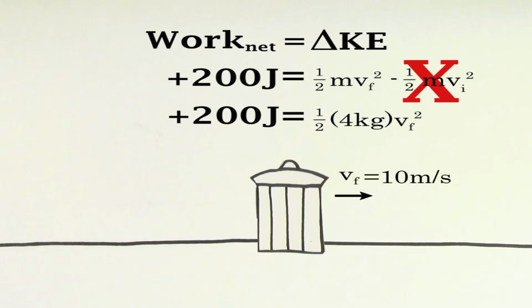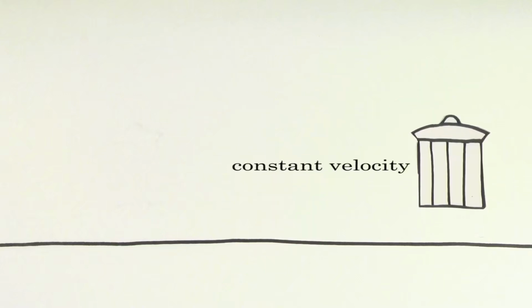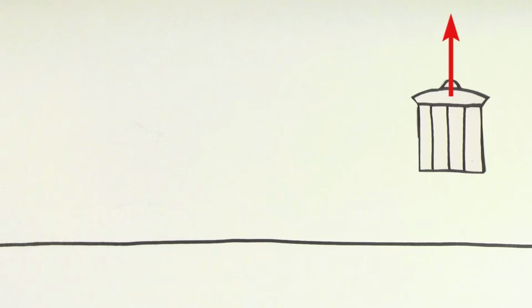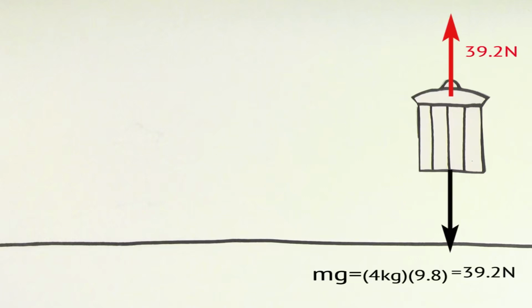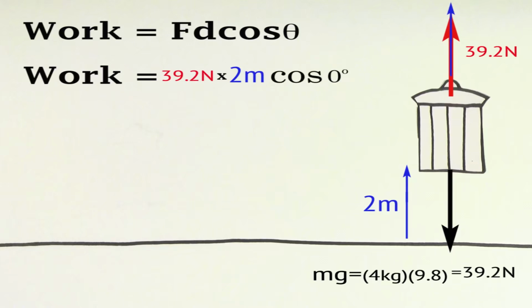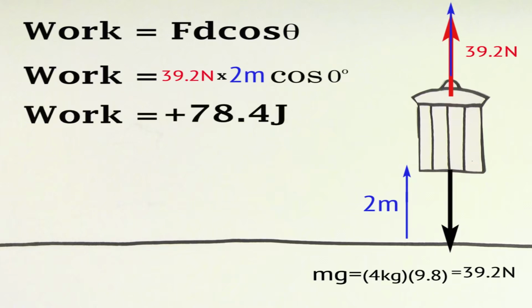This time, let's say you take the trash can and lift it upwards with a constant velocity for a distance of 2 meters. In order to lift the trash can up with a constant velocity, you need to push with a force equal to the weight of the trash can, which means you have to push upwards with a force of 39.2 newtons. So to find the work done by the force that you exert, the force is going to be 39.2 newtons, the displacement is going to be 2 meters, and the angle between the force and the displacement is going to be 0 degrees because the direction of the force that you exert is in the same direction as the displacement of the trash can. So the work that you've done in lifting up this 4 kilogram trash can is 78.4 joules.